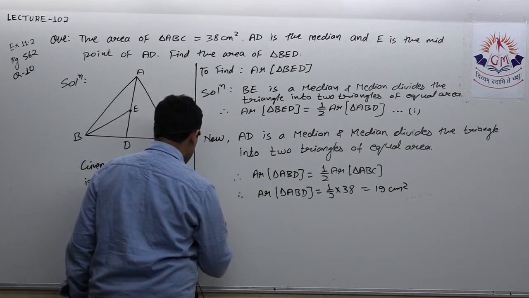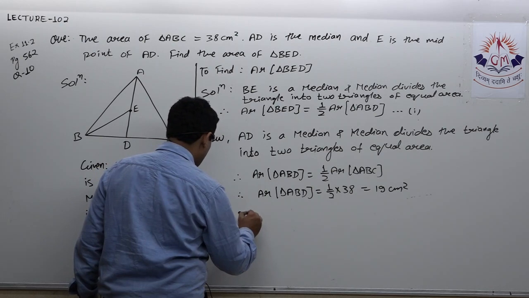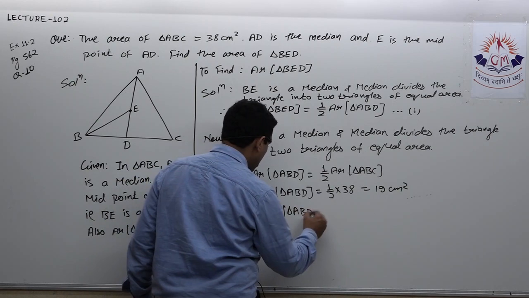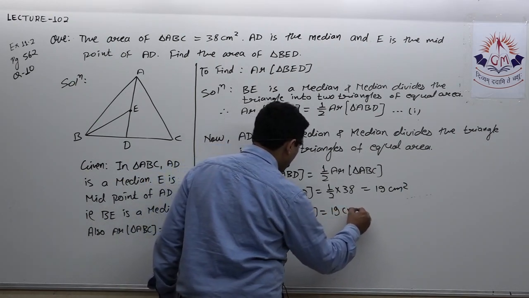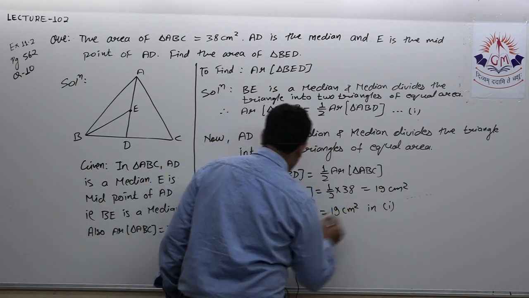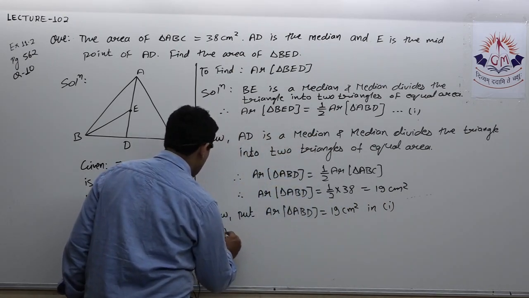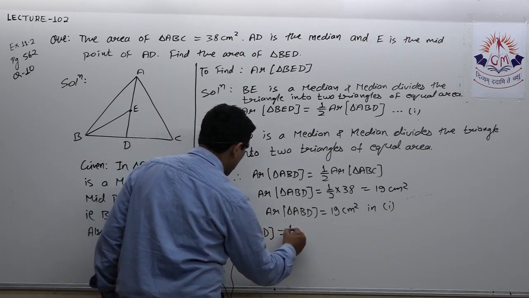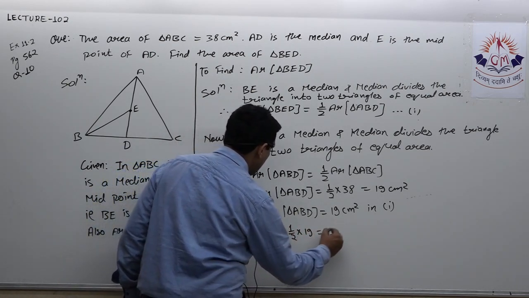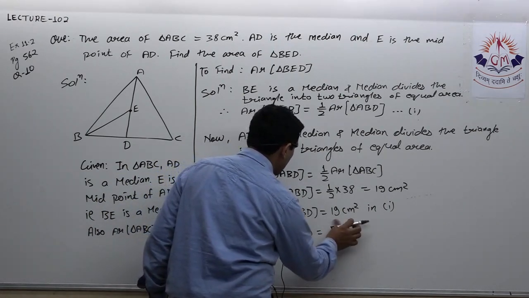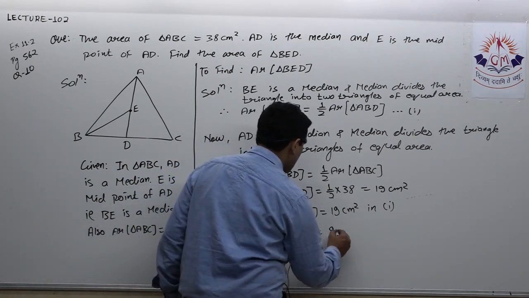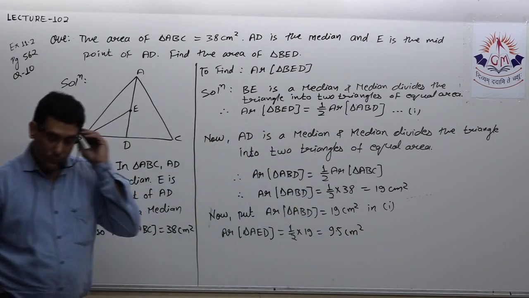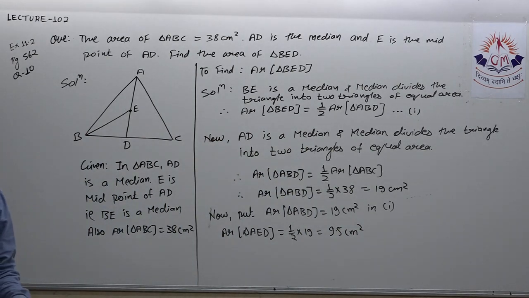Now put area triangle ABD is equal to 19 centimeter square in the first. So we get area triangle AED is equal to 1 by 2 into 19, that is 9.5 centimeter square. So this is our final answer. Please note it down, then we'll see the next question.